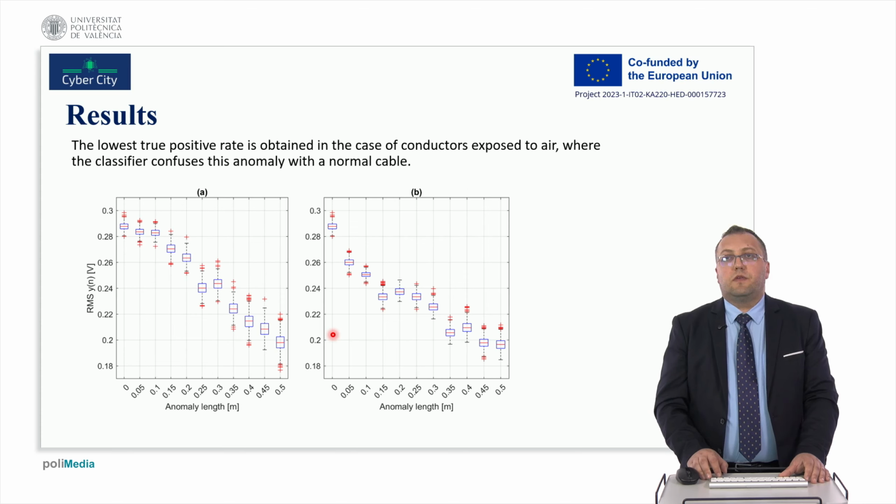Regarding the previous results from the training phase, the lowest true positive rate is obtained in the case of conductor exposed to air, where the classifier confuses this anomaly with a normal case, as you may see here. Here 0 means anomaly length, so there is no anomaly, the true normal case. Starting with the length of anomaly at maximum half meter, we can see the confusion between having an anomaly and not having an anomaly with a normal cable.